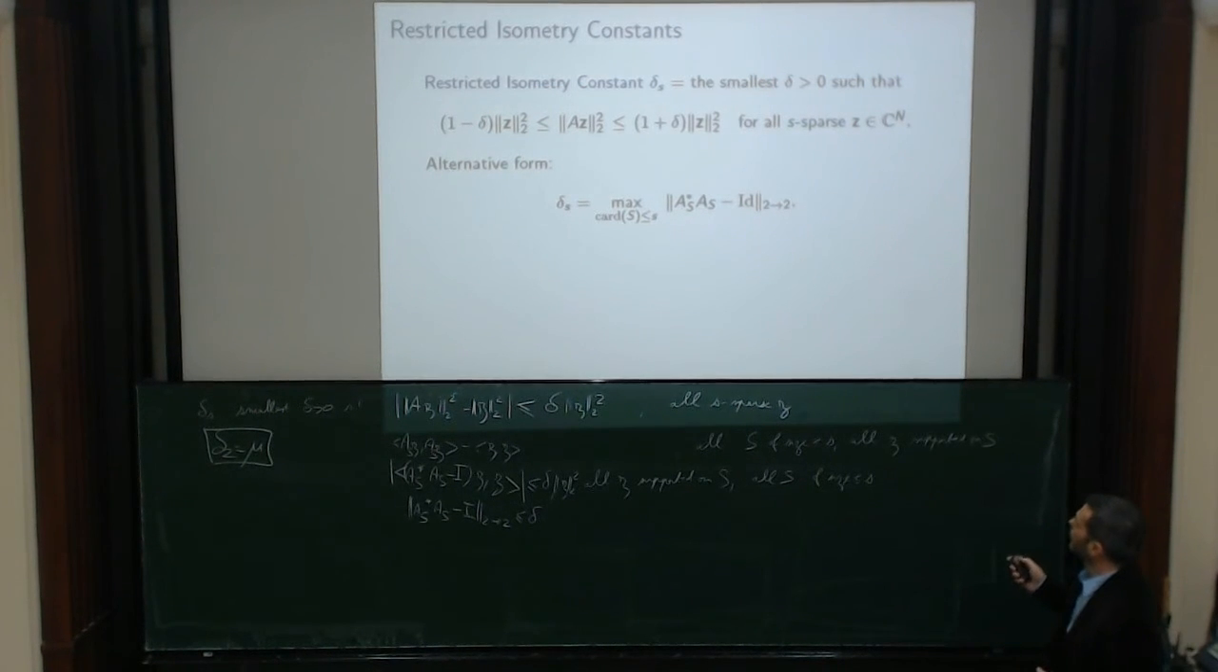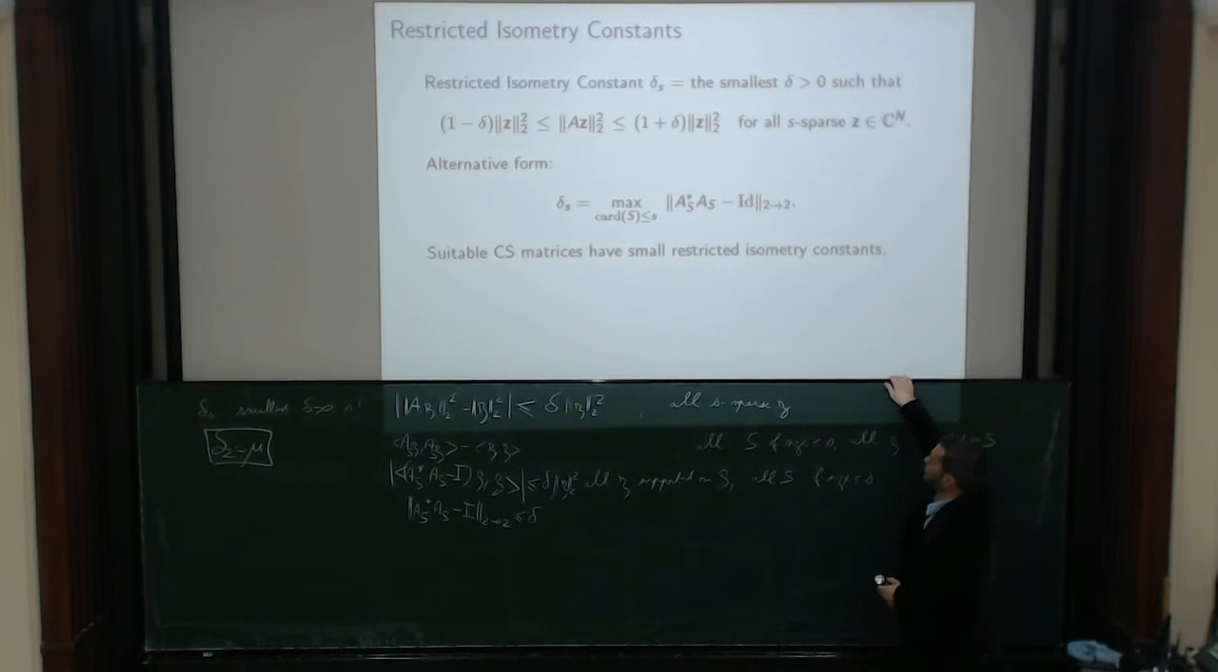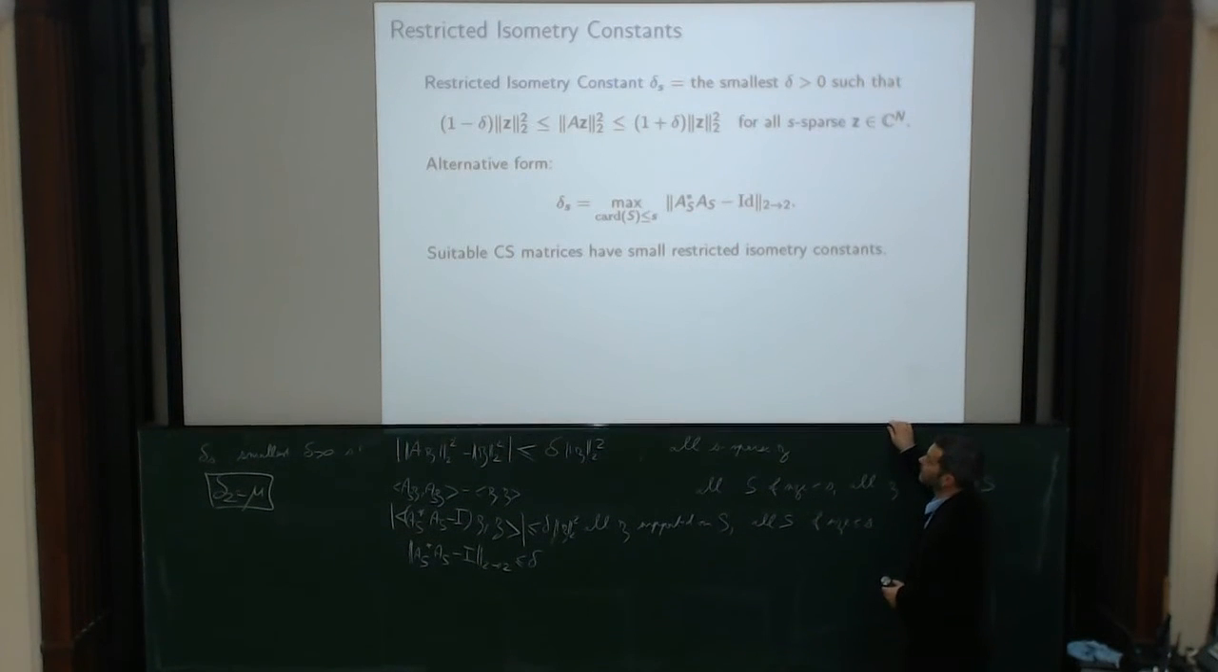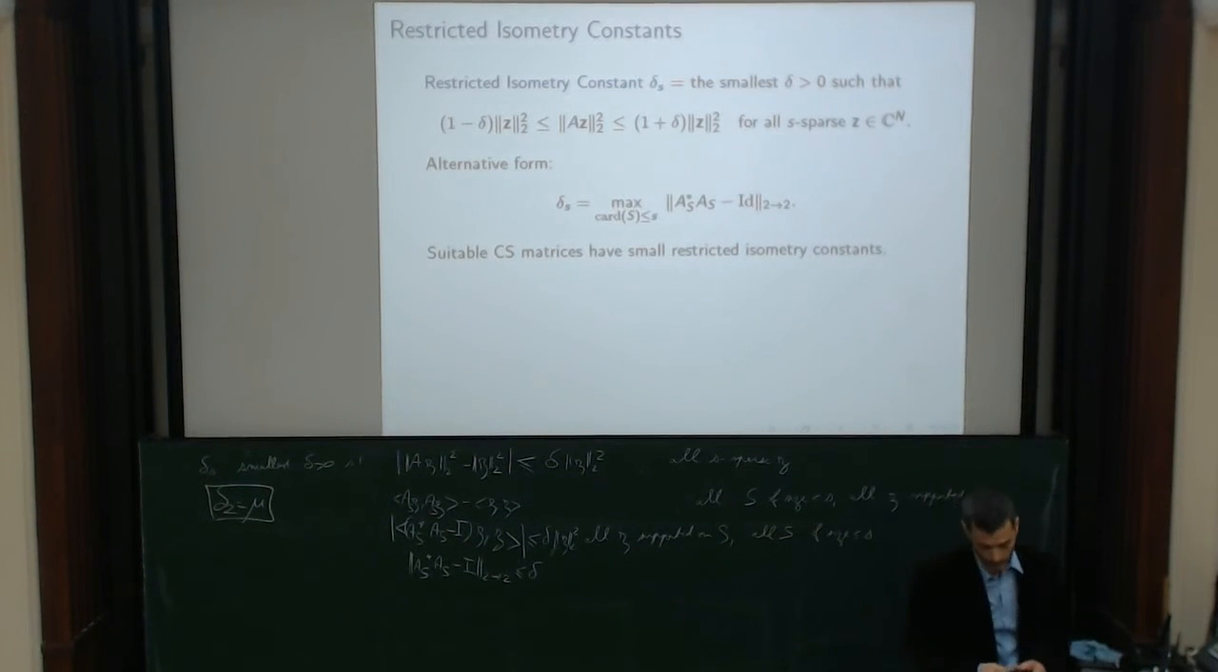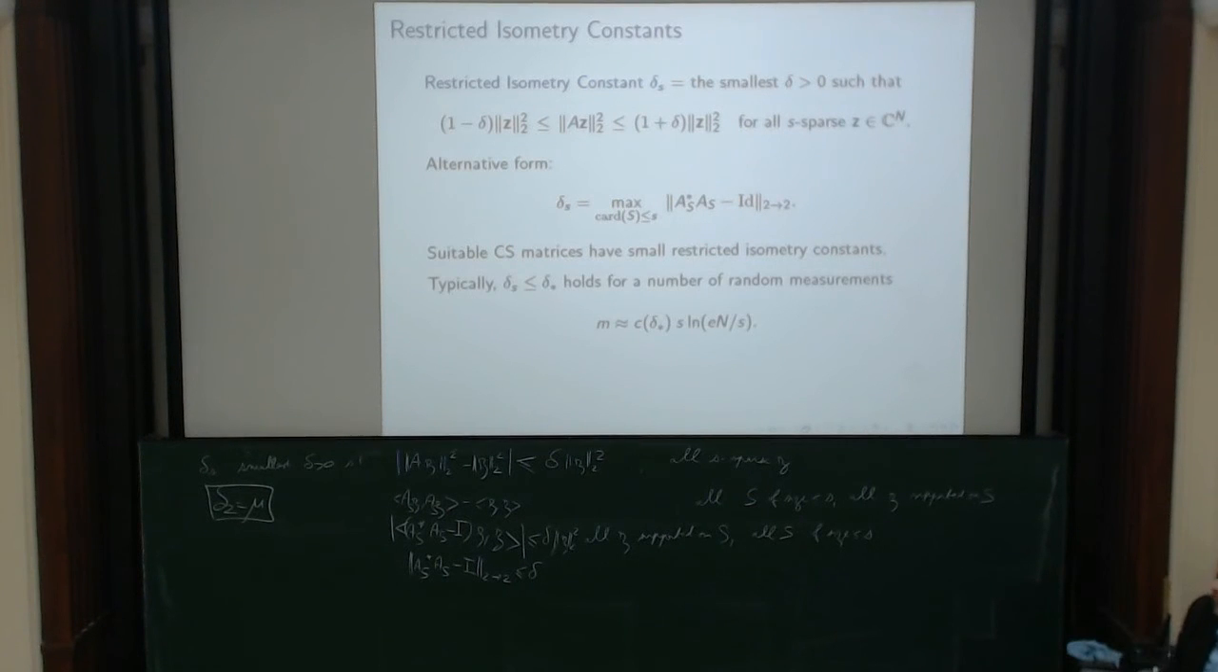All right, so we keep this alternative form in mind, and just like the coherence, suitable compressive sensing matrices have small restricted isometry constant. Now, that will happen, that delta S is smaller than some prescribed threshold, with high probability when we take a random matrix, provided the number of measurements is of the order a constant depending on delta, star times S times log en over S. Establishing this will come tomorrow, so we accept it for now.